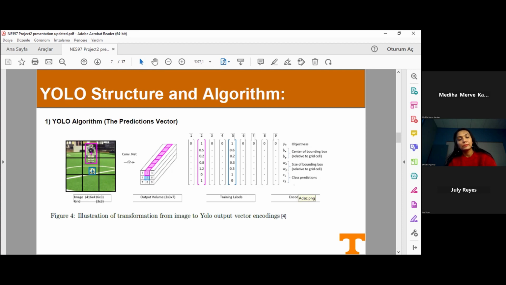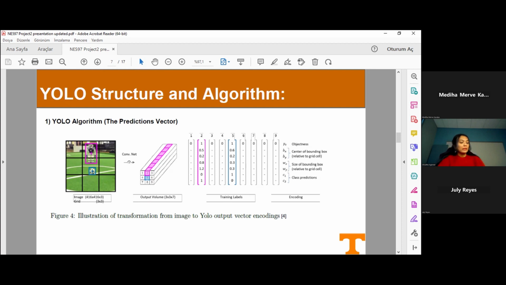For example, if there's no object at a given cell, the probability of there being an object in there is low. That's why YOLO disregards these kinds of cells. That's why PC is important, actually.